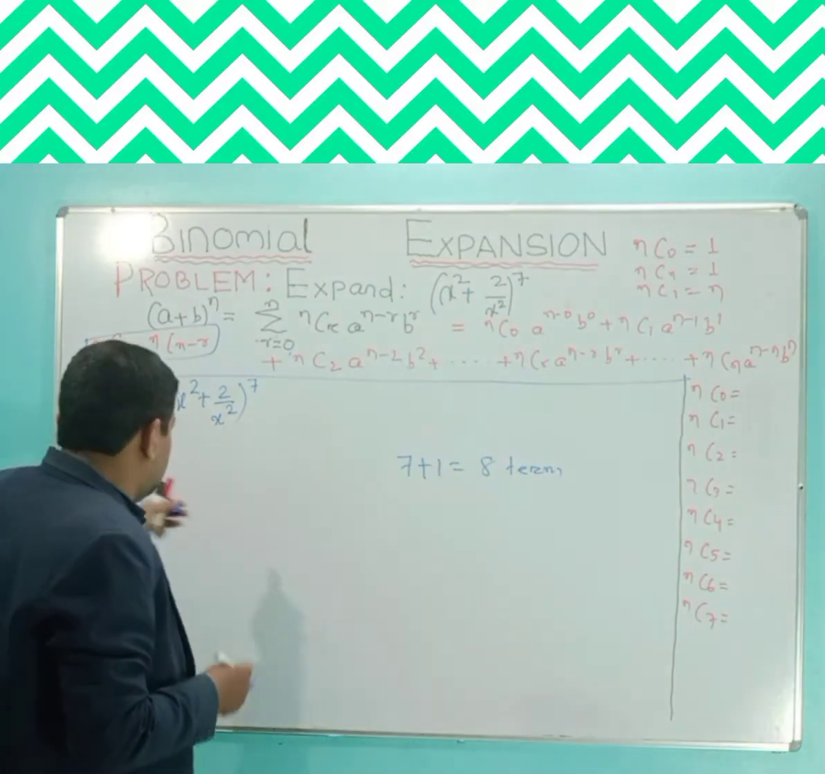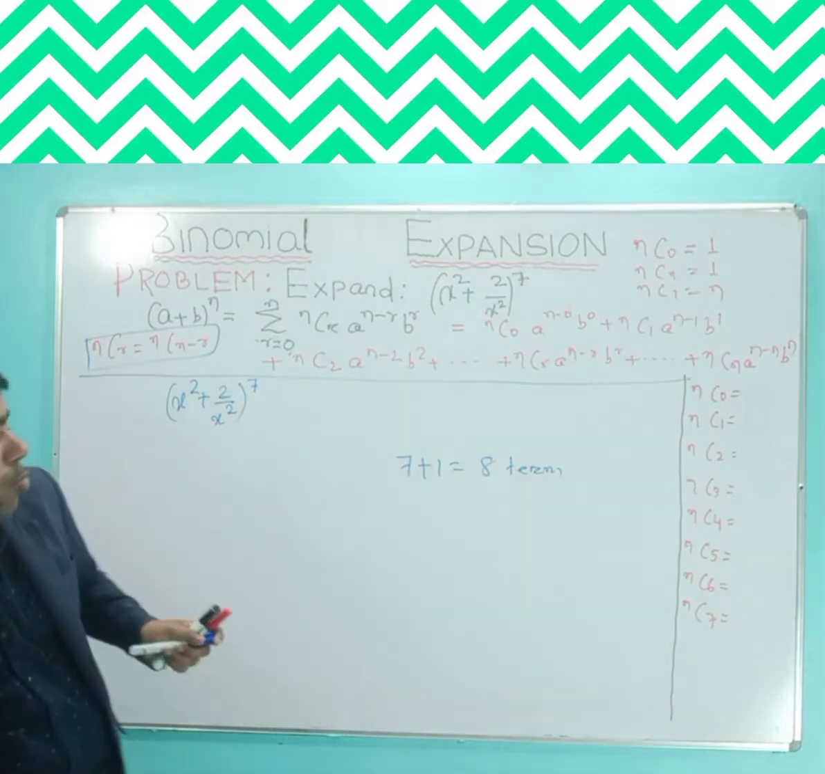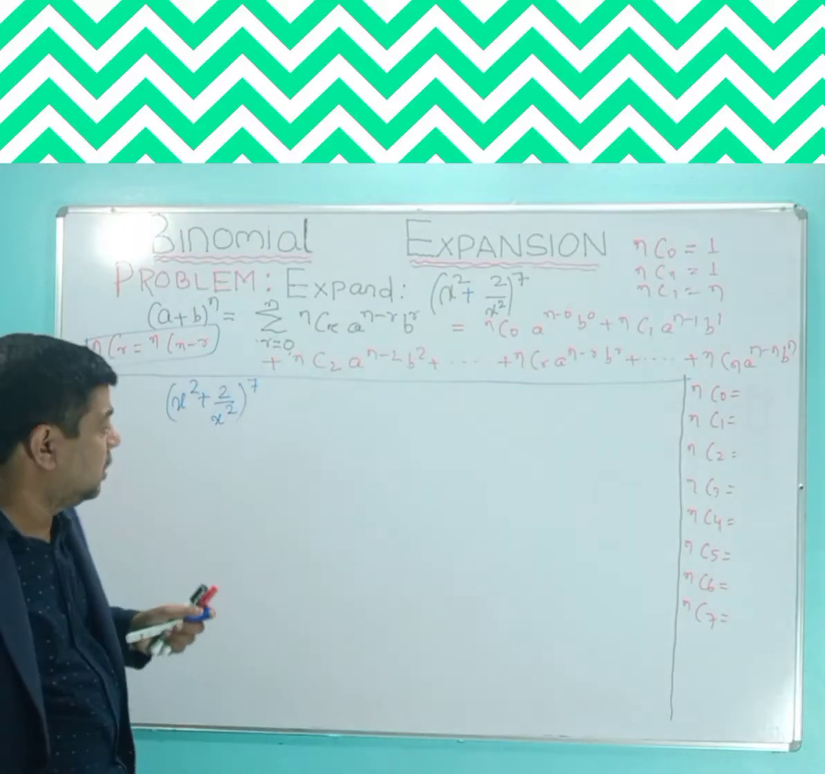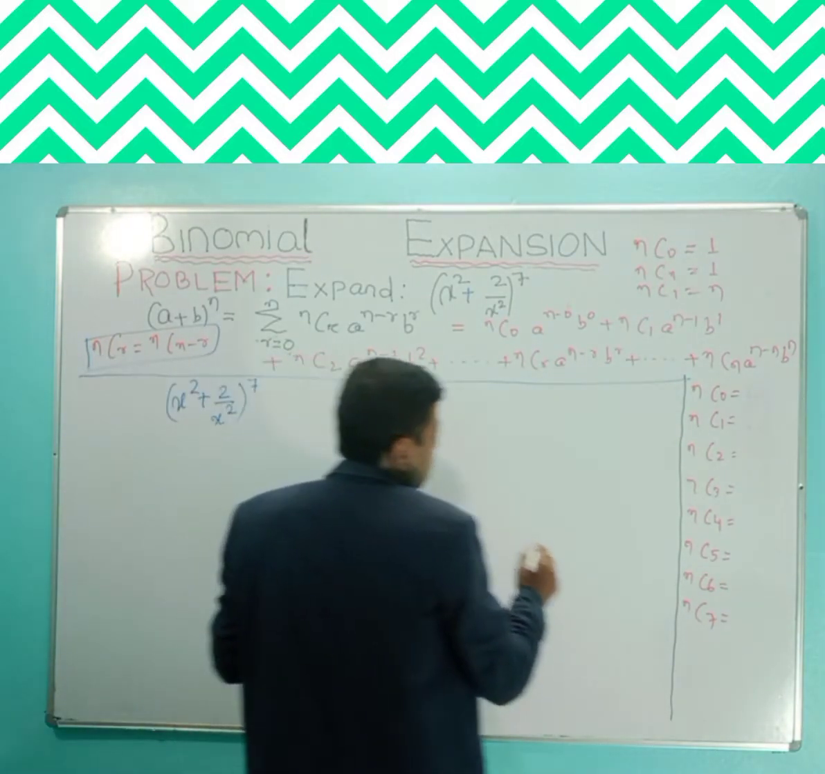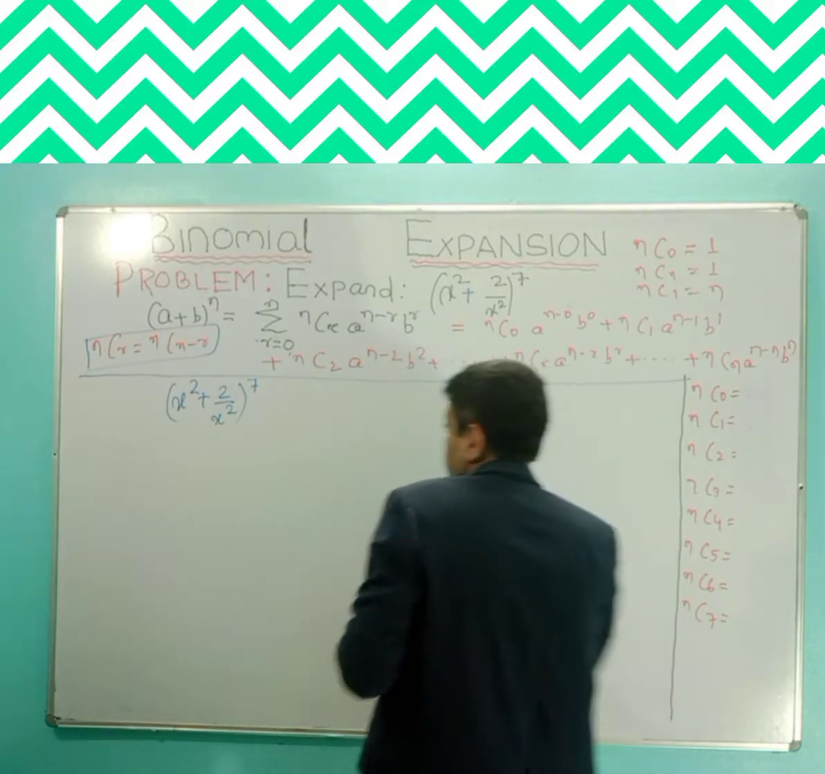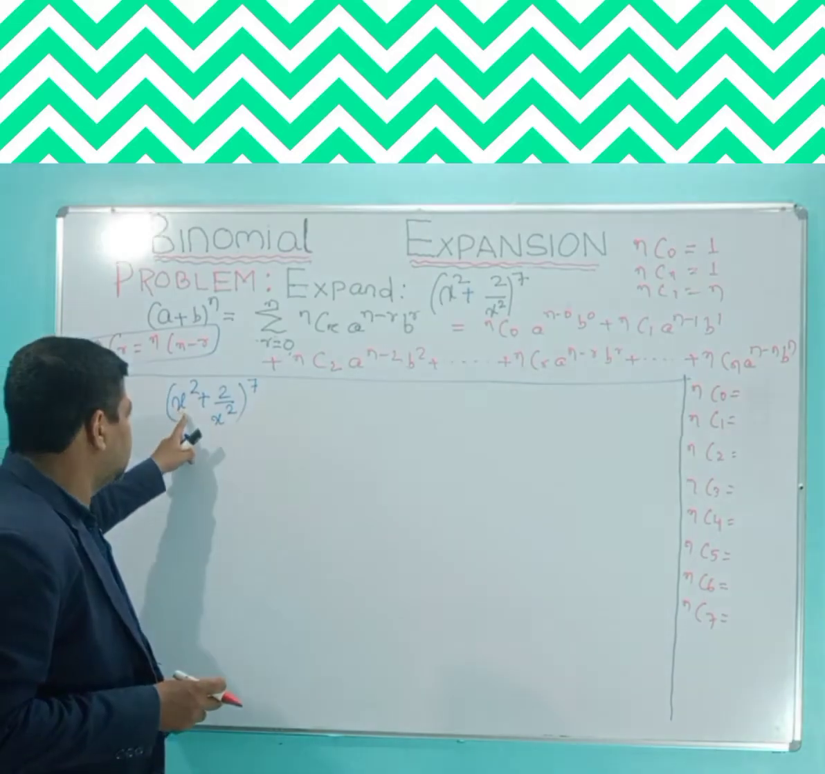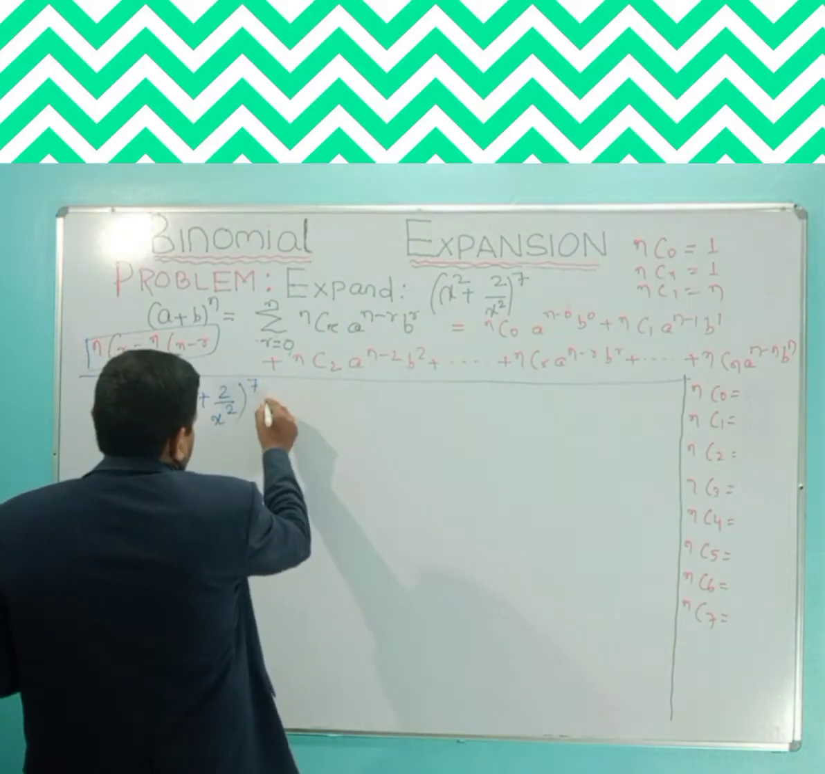Okay, and let us expand this problem. Here there are 2 terms connected by a plus sign. So here x square means what? In place of a it is x square, and in place of b it is 2 upon x square. Let's see now. Here the power is 7.